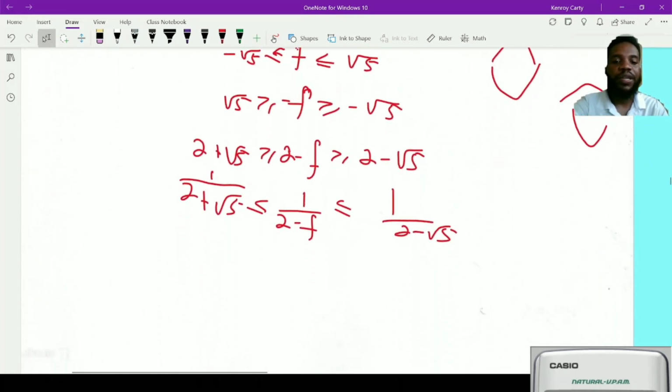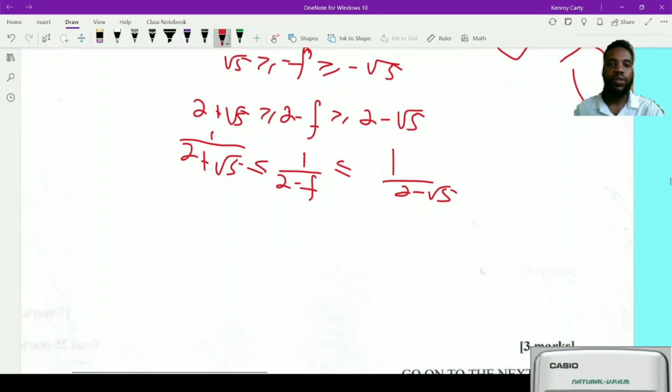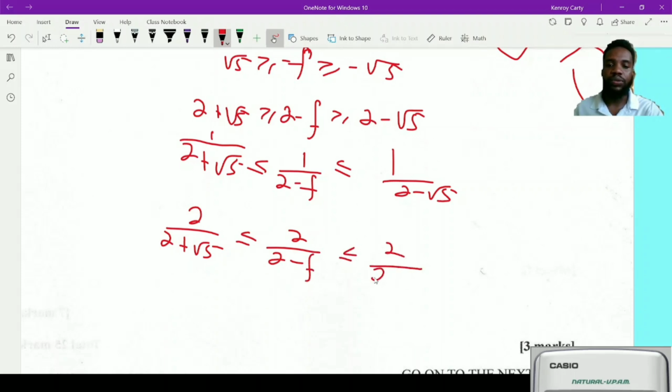Now, of course, you know that you have 2 up there, so you're going to have to multiply by 2. So we multiply all parts by 2. So I'm going to have 2 over 2 plus √5 is less than or equal to 2 over 2 minus f, which is less than or equal to 2 over 2 minus √5.